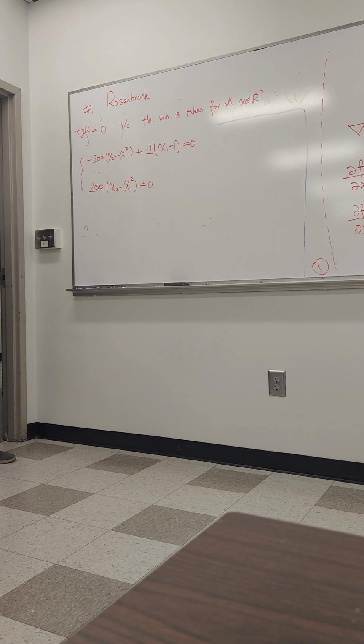Plus, oh, it's minus. Yeah, it's plus. Okay, so it's plus x1 subtract 1 equals 0, and so 200 x2 squared subtract x1 squared equals 0. Okay. So I want to solve this. This is not a linear system. This is a nonlinear system.